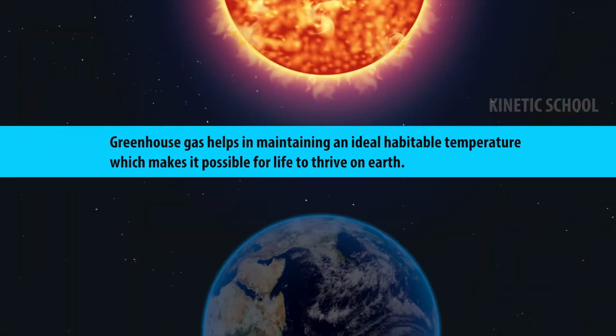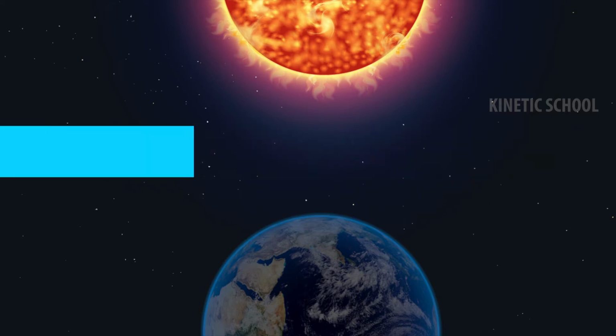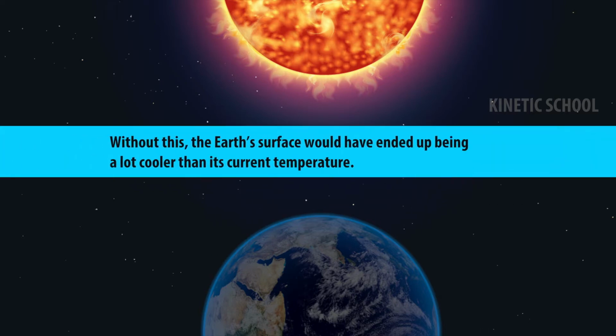Greenhouse gas helps in maintaining an ideal habitable temperature, which makes it possible for life to thrive on Earth. Without this, the Earth's surface would have ended up being a lot cooler than its current temperature.